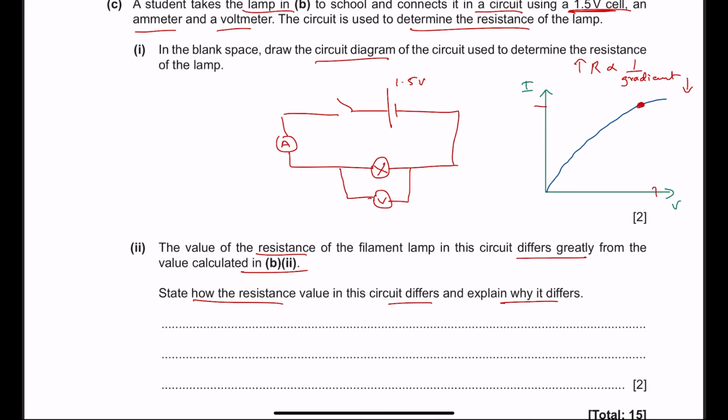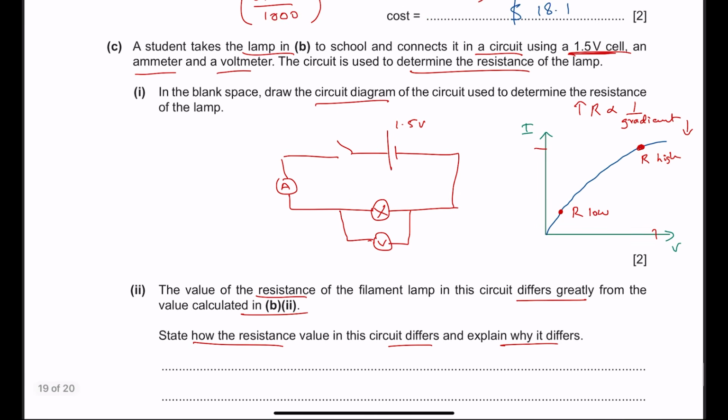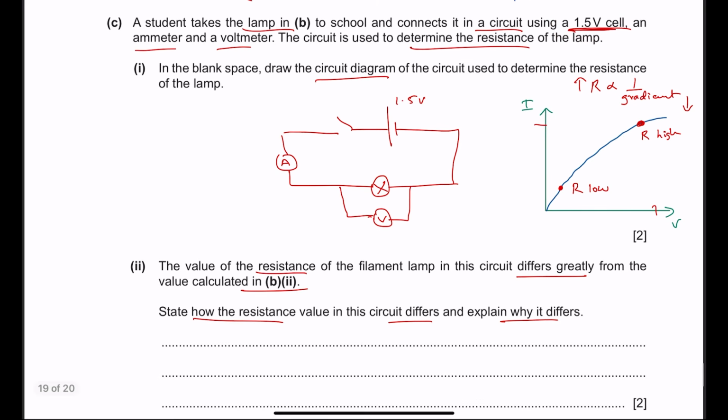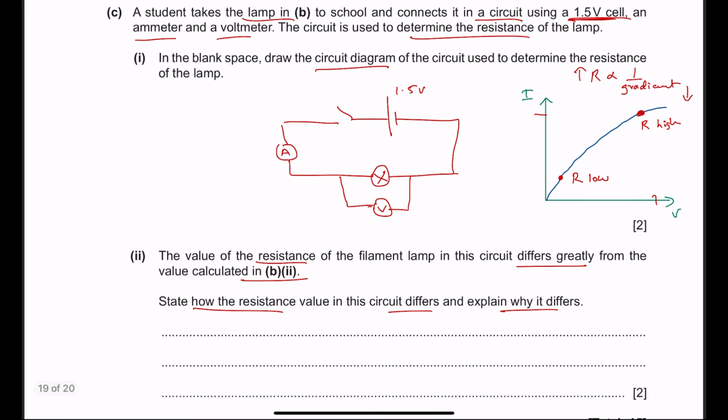For the higher values of currents and voltages, the resistance is high. But for lower values, you can see that the gradient is steeper. Therefore, the resistance must be low. So obviously, initially our lamp was connected to a 240 volt supply, and now it's been connected to a 1.5 volt cell. So that's a much lower value of voltage and therefore current. So the resistance would be lower. So what we can say, the resistance of the lamp would be lower.